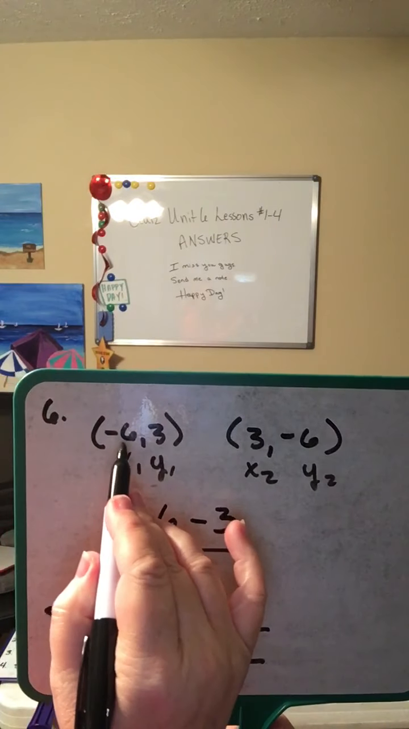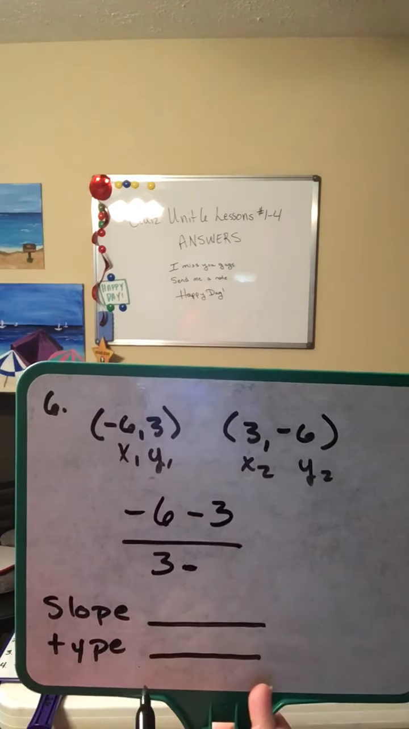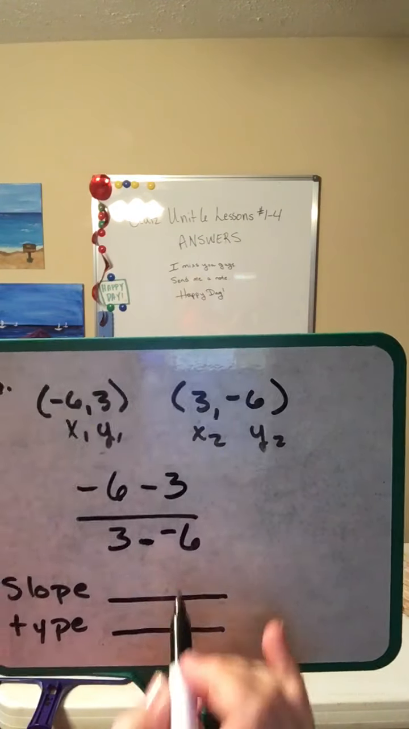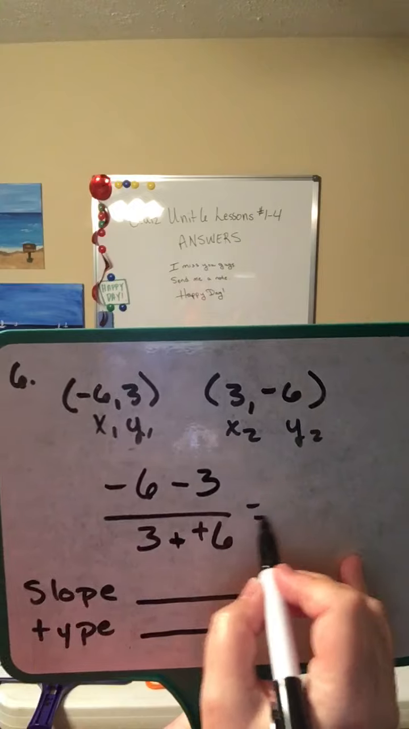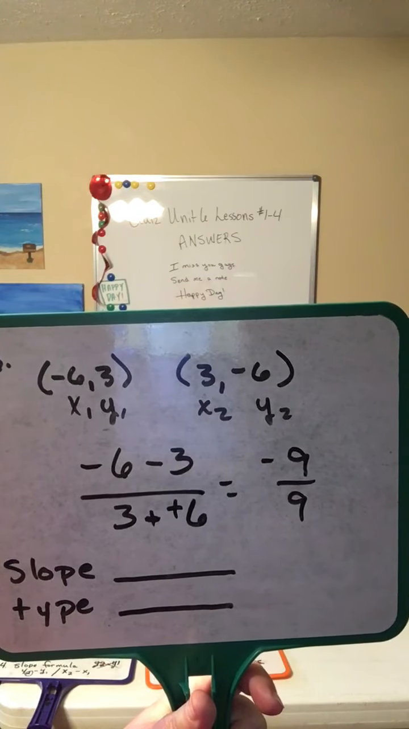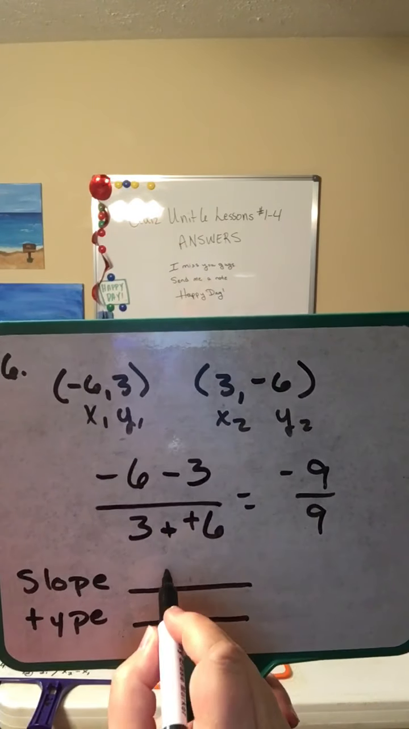Remember, x1 is -6. This minus sign is part of my formula. I still need the -6. Okay, this becomes plus positive, so what do I have? Looks really familiar, doesn't it? -9 over 9, -9 divided by 9 is still -1.